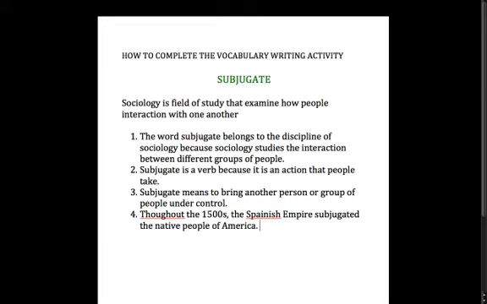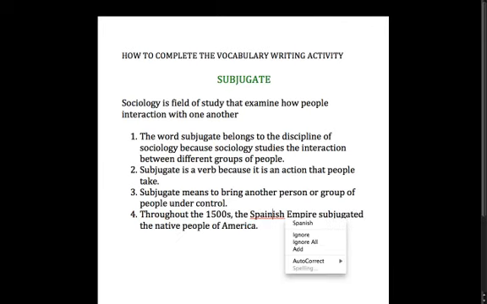Okay, now I see I've got a couple misspelled words here, throughout. Let me correct that. Spanish is spelled incorrectly, and I've corrected that. Now let me go back and proofread to make sure it's all correct, and then I'm done. Throughout the 1500s, the Spanish Empire subjugated the native people of America. Okay, that seems okay.